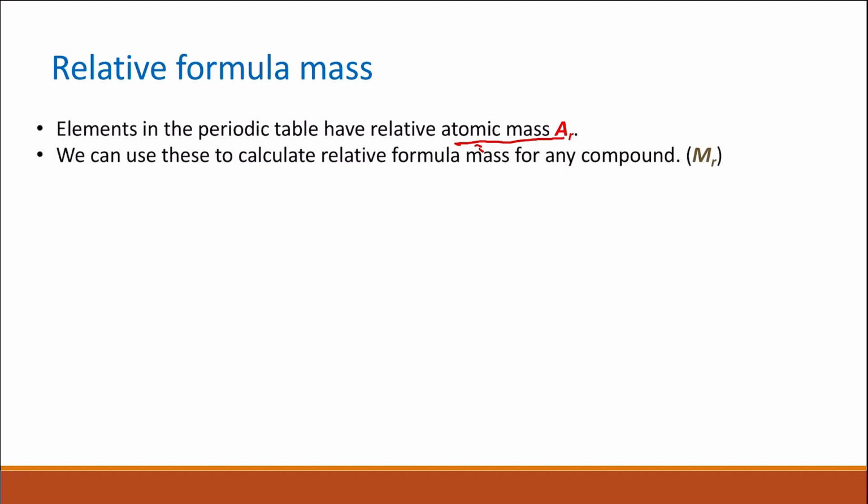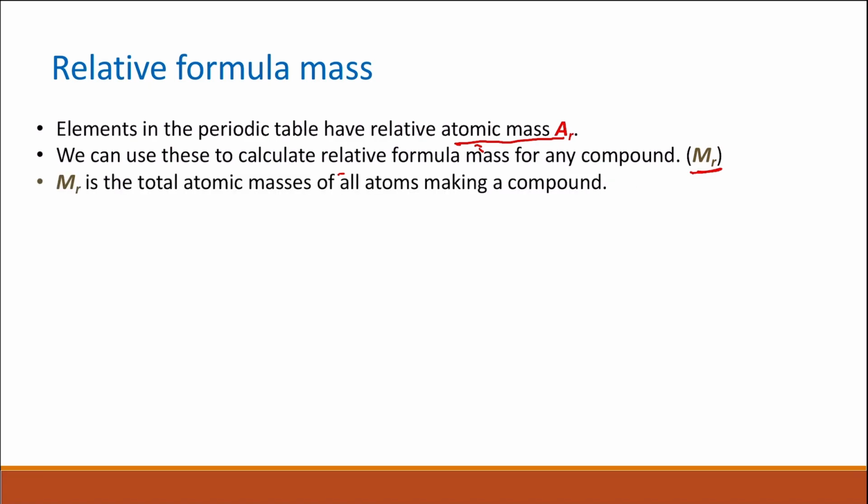We can use this relative atomic mass to calculate the relative formula mass for any compound and we give it the symbol Mr. So Mr is the relative formula mass of any compound. Mr is the total atomic masses of all atoms making the compound. So let's have some examples.